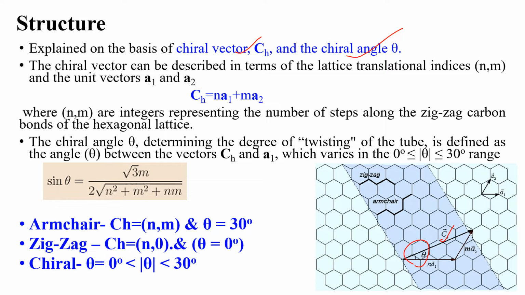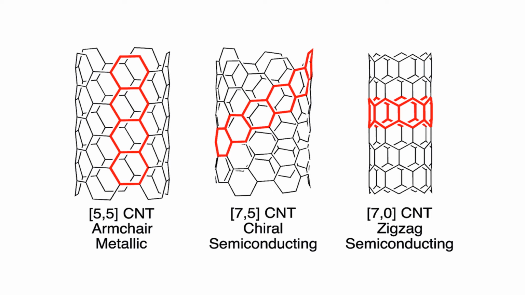Based on the magnitude of chiral angle and chiral vector, carbon nanotubes have three structures. When chiral angle is 30 degree, it has armchair structure. When chiral angle is 0 degree, it has zigzag structure. When chiral angle is between 0 and 30 degree, it has chiral structure. Figure shows the carbon nanotubes of three different structures: armchair, chiral and zigzag structure.